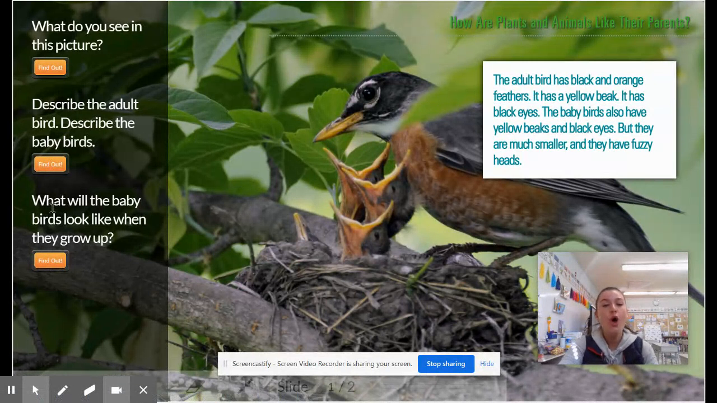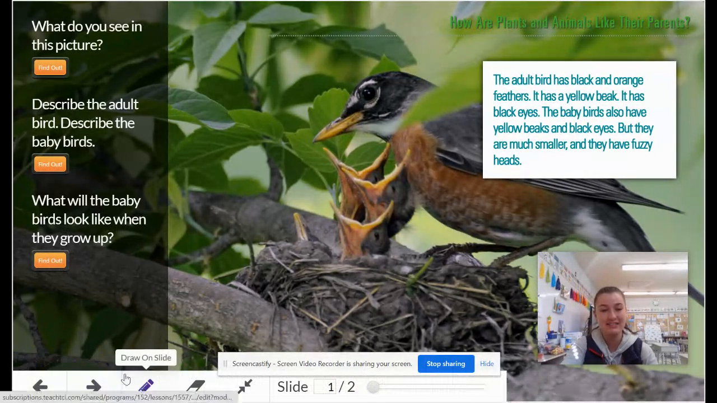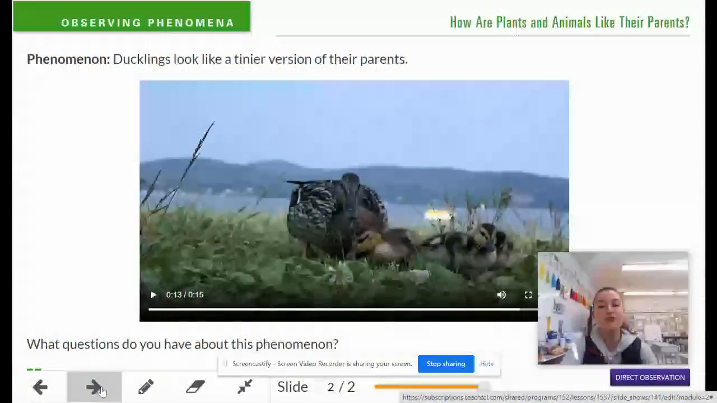And the last question, what will the baby birds look like when they grow up? Well, I'm assuming that the baby birds will look exactly like the big bird, but they will have some differences. So they won't look the exact same, but they will look just like the parents. All right, let's move on.